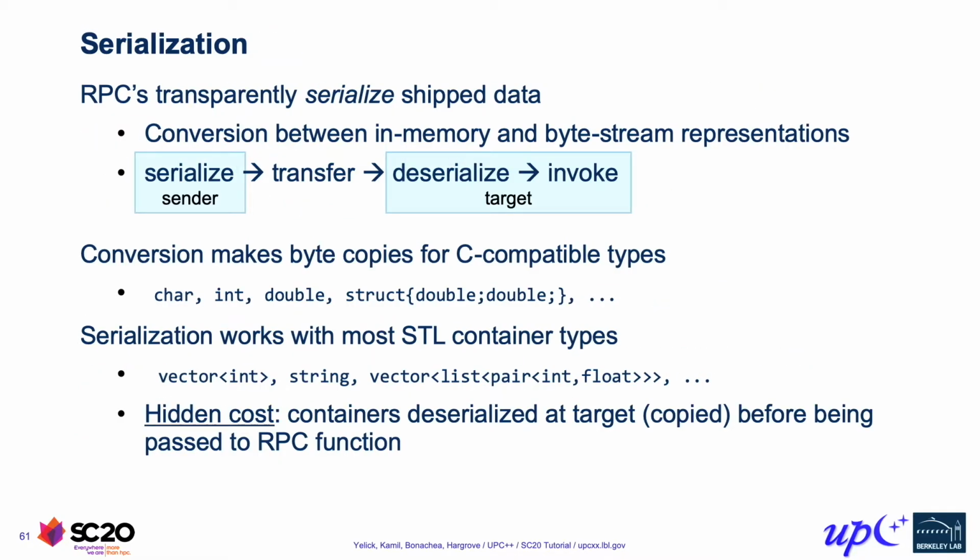Another UPC++ feature is something called serialization. When we do an RPC, or when we transfer data from a source to a destination, that requires conversion of the object into some underlying data byte representation, and then reconstituting the object on the remote end. For C-compatible types, this is just a byte copy. So this includes things like primitive types as well as structs that are composed of primitive types.